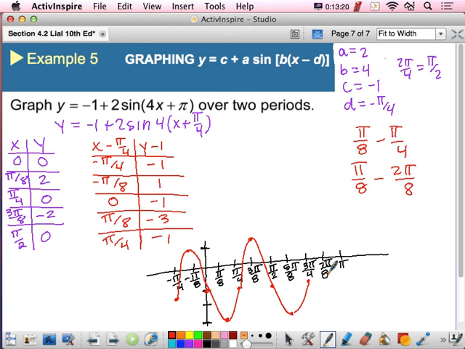Perfect. That is the graph of y equals -1 plus 2 sine of 4 times x plus pi over 4, over 2 full periods. And that wraps up section 4.2. The homework on this is going to be tedious, so draw your graphs big enough that you're not stressing yourself out.